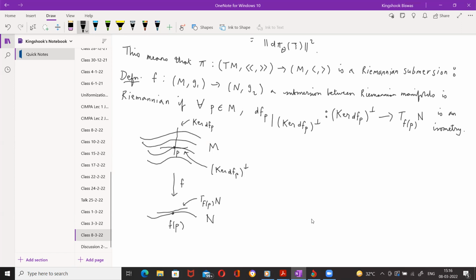Okay, so the projection from the tangent bundle of a Riemannian manifold with the Sasaki metric to the Riemannian manifold is an example of a Riemannian submersion. Okay, so we'll use this later. All right.